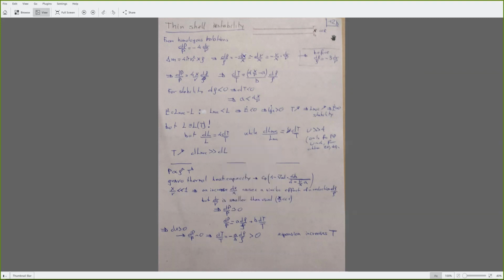Let's start with the class of today. Today we'll continue to see instability in the stars. I'll show you a little something more about the thin shell instability, so to be a little more clear how it works.